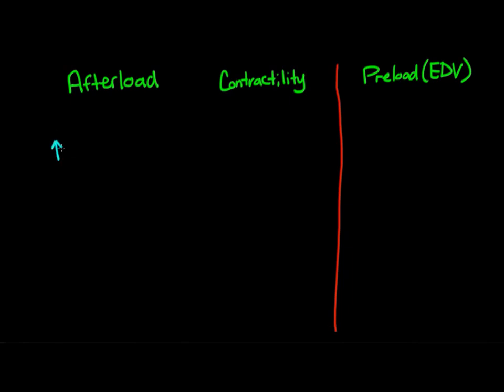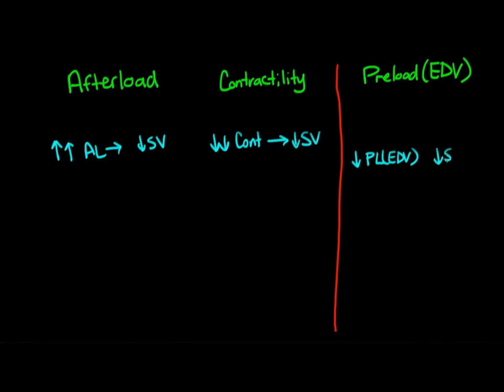In the case of increased afterload, exactly what you think would happen. The stroke volume would go down. You're pumping against a higher pressure. You can't pump out as much. With contractility, if you have a decrease in the vigor or force of the heart muscle and it's pumping, you get a decrease in stroke volume. And finally, if you have a decrease in preload or end diastolic volume, you get a decrease in stroke volume. If you're putting less in, you get less out.